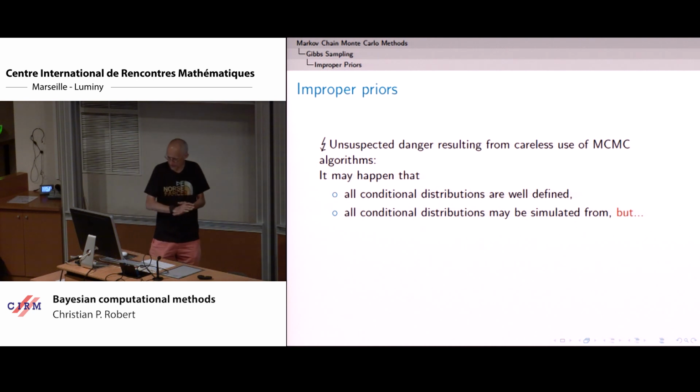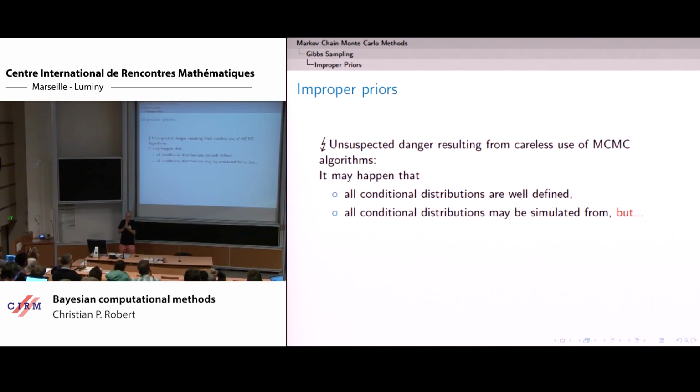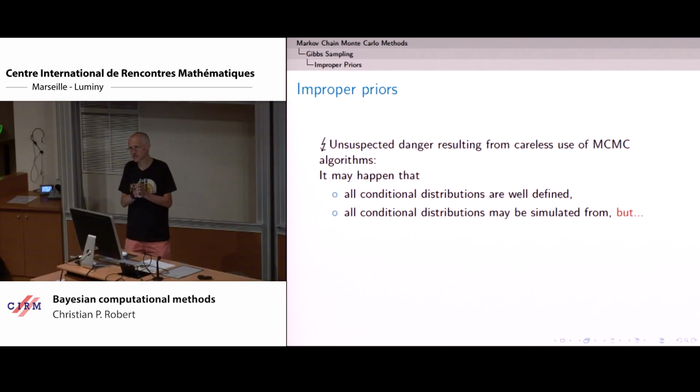One last point about the Gibbs sampling algorithm is about improper priors. In Bayesian statistics, you are allowed to consider improper priors, that is, prior measures that are not probability densities, measures that have infinite mass, provided your posterior distribution is well defined, that is, the likelihood is integrable against such priors. Because it's a matter of renormalizing, and conditional on the observation, you have a proper distribution when you consider the posterior distribution.